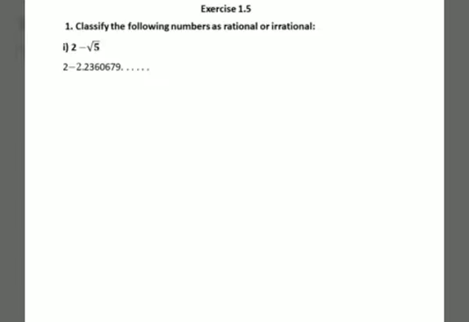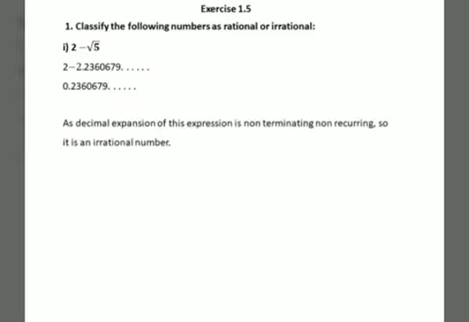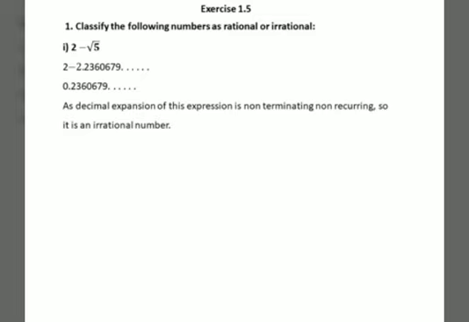If I subtract, what will we get? Okay, I can subtract the 2 alone. So the remaining is 0.2360, it goes on. So the decimal expansion is non-terminating and non-recurring. It is an irrational number. Therefore, whenever we subtract a rational number and an irrational number, we will get an irrational number only.